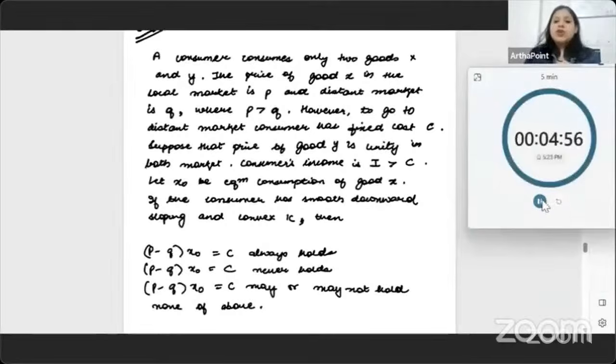Consumer consumes only two goods X and Y. Price of good X is P, and in another market, it is Q. P is greater than Q. But when you have to go to the distant market, there is a fixed cost C. Consumer's income is I. And you have smooth downward sloping convex ICs. Which of the following options is true? You're given four options. Think thoroughly and then solve this question.